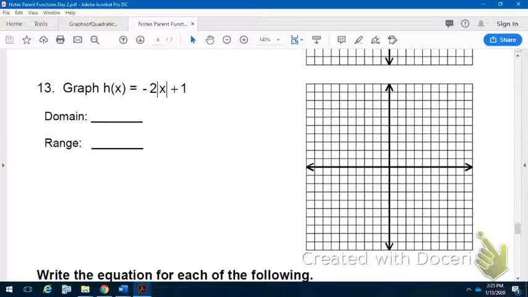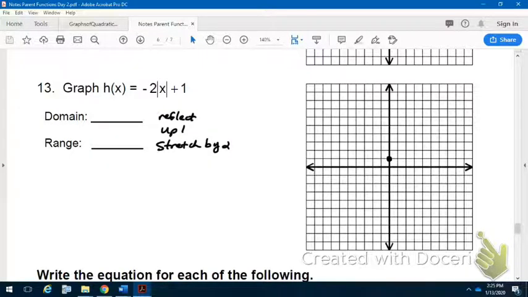Now with this one, this is absolute value. If I'm reading that correctly, there's a reflection. There's an up 1. There's no left or right. And there's a stretch by 2. So, we start at our origin. This is our normal starting place. We go up 1. There's no left or right, but we do have to start up 1.